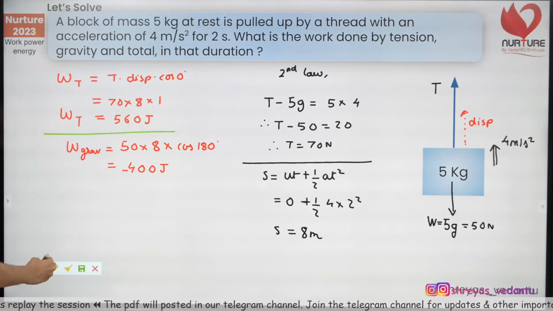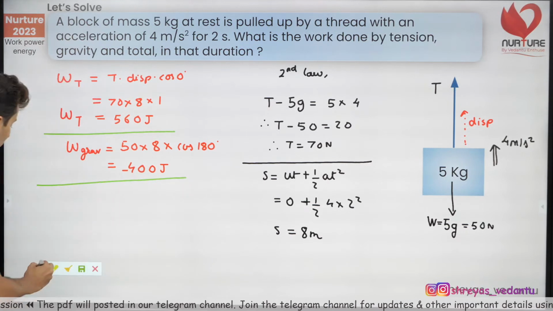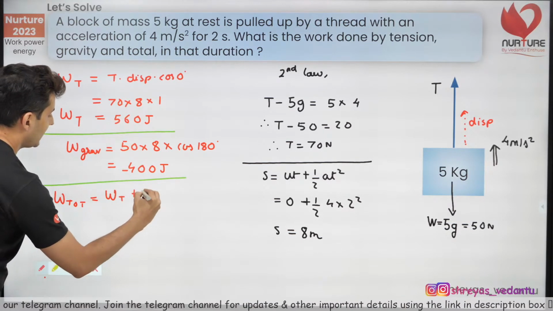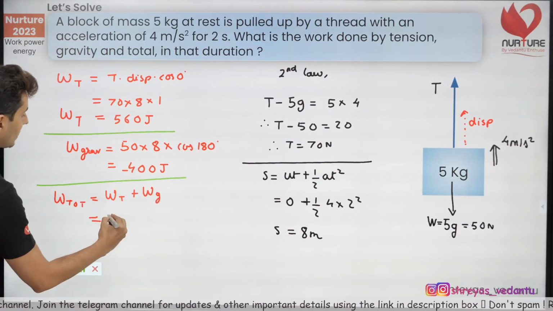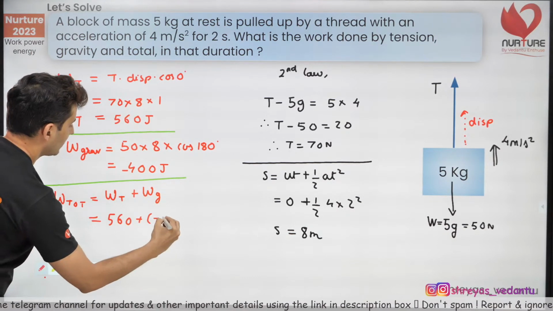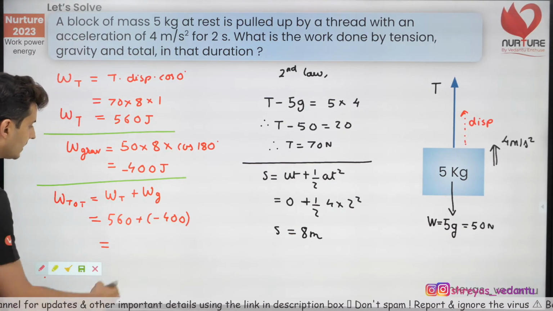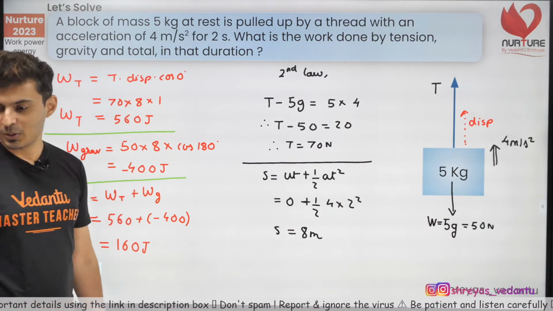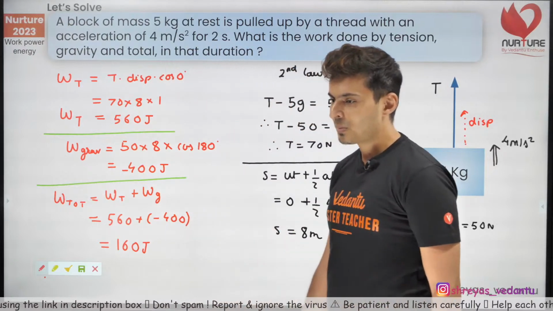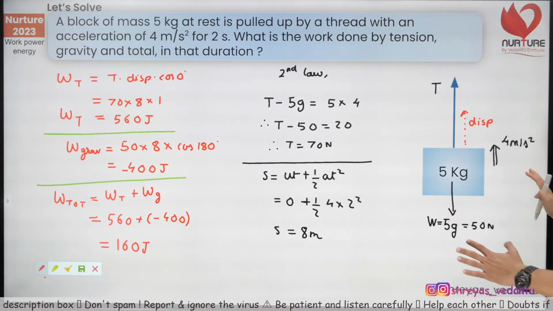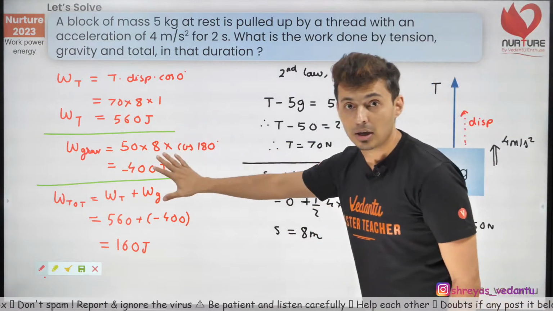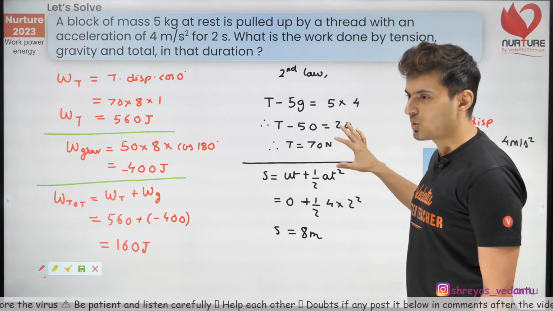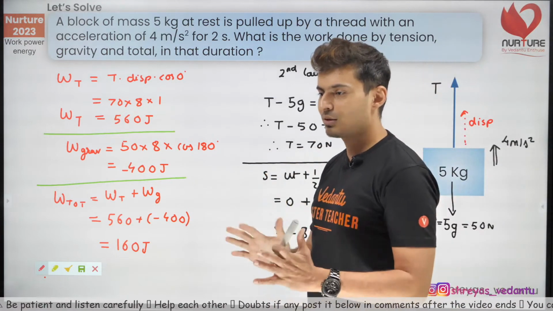It is 180. And the last thing over here is basically the total work. The total work will be work done by tension plus work done by gravity, which is 560 plus minus 400, which is nothing but 160 joules. That's the answer. That's how you need to do it. Got it, everyone? That's how you solve problems which involve work, Newton's laws, kinematics. 3 chapters together. But it doesn't feel like it is very bulky.